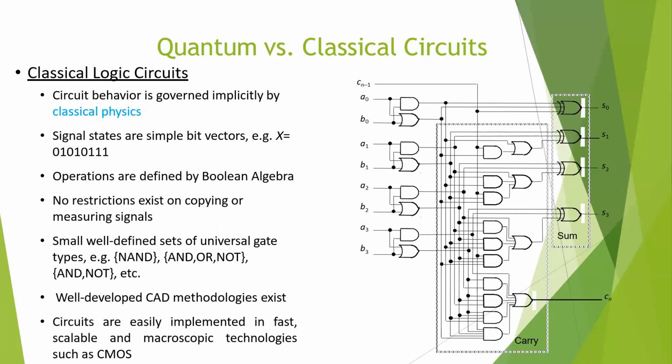As we know, in the classical logical circuit, the circuit behavior is governed explicitly by classical physics. We all know signal states are simply bit vectors, for example, x equals 0, 1, 0, 1, 1. Then the operations are defined by Boolean algebra. No restriction exists on copying and measuring signals. There is a small, well-defined set of universal gates: NAND, AND, NOR, NOT, etc. There are well-developed CAD models. Circuits are easily implemented in fast, scalable, and microscopic technologies such as CMOS.